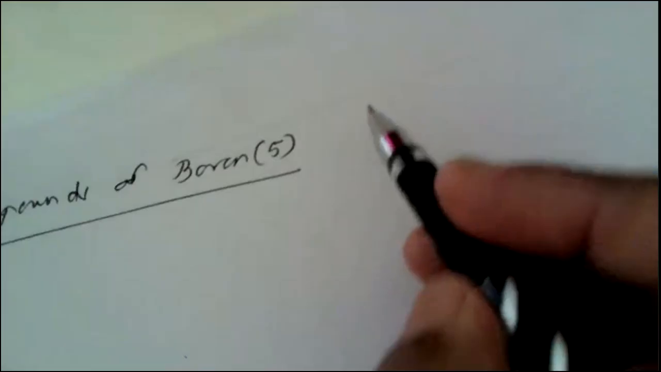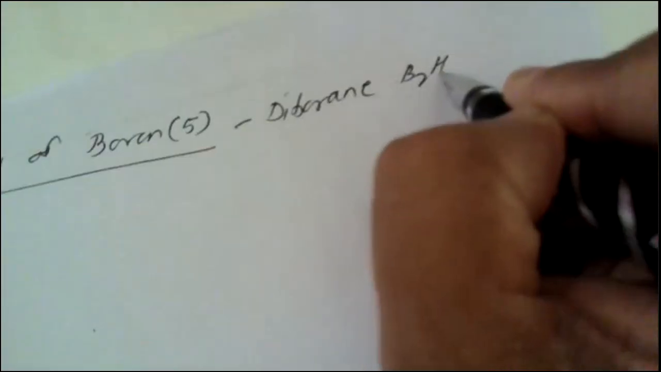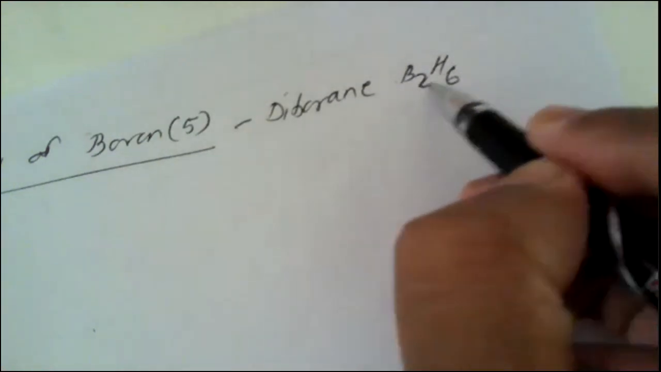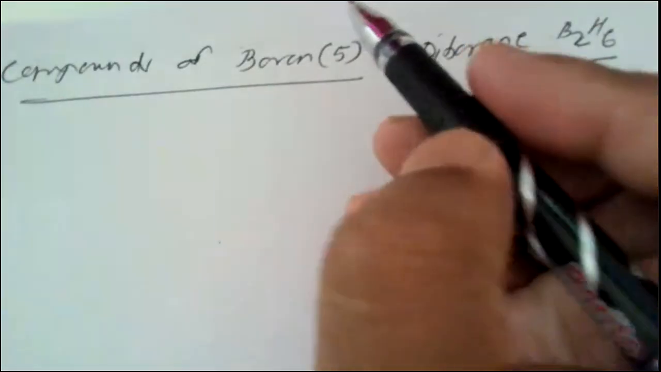Now you can write in your notebook the compounds of boron, having atomic number 5. The compound that we are going to study, which is very important from the examination point of view, is diborane, because many times the question has been asked on the structure of diborane, having the composition B2H6. So how can we arrive at the structure?